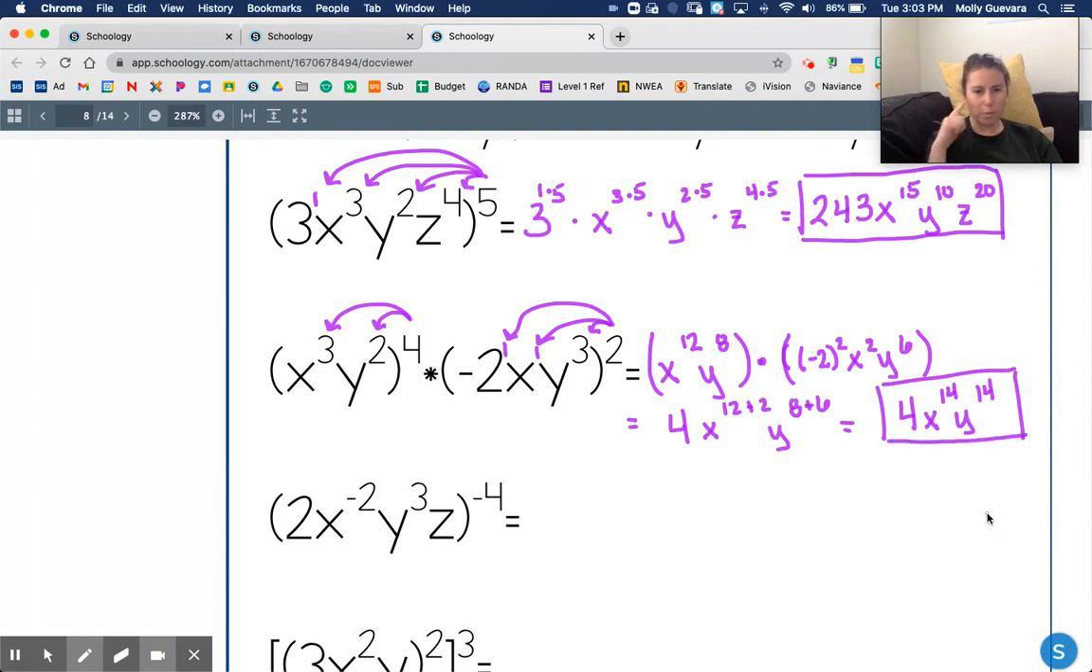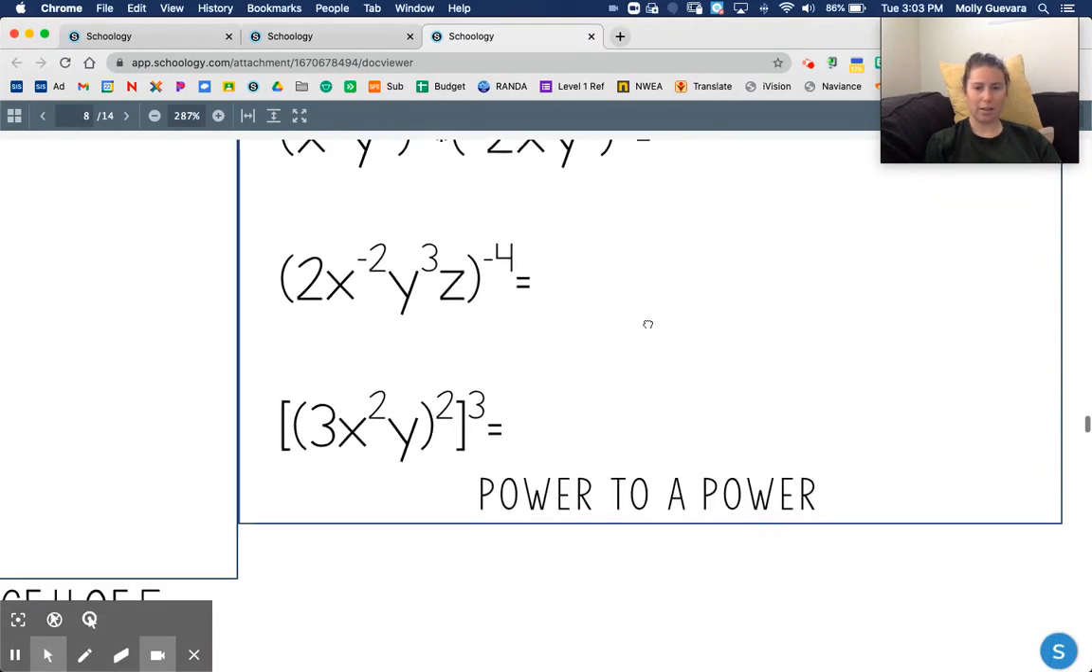So just make sure we're paying attention. When are we distributing, or when are we multiplying our exponents, and when are we adding our exponents? Okay, let's scroll down and look at our last two.